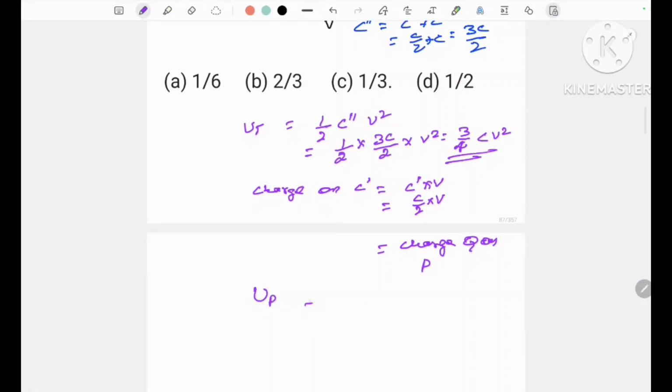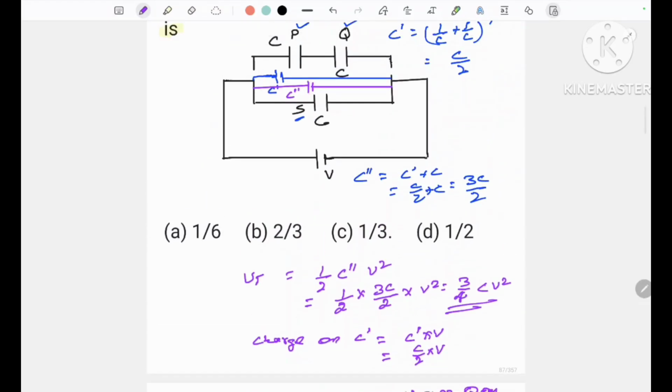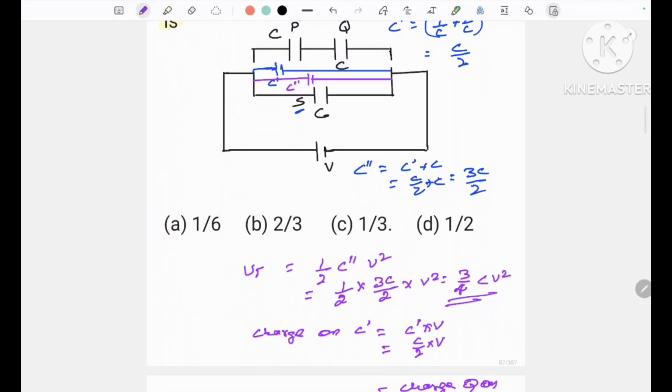UP will be half Q square by C, half 1 by 2, Q is CV by 2 whole square, and this will be 1 by 8 CV square. तो रेशो होगा UP by UT is equal to 1 by 8 CV square by 3 by 4 CV square, and that is 1 by 6. This A is correct option.